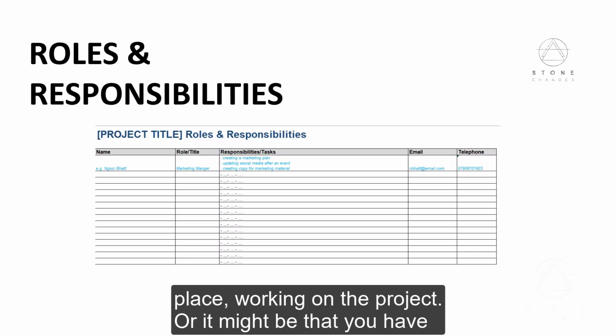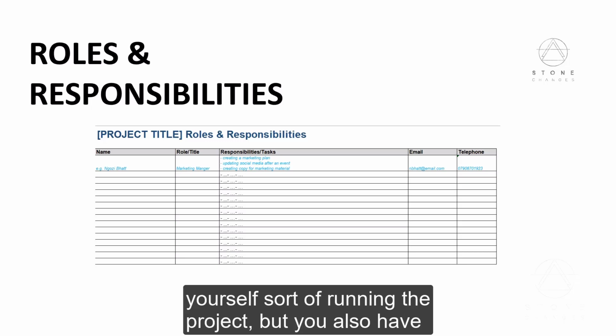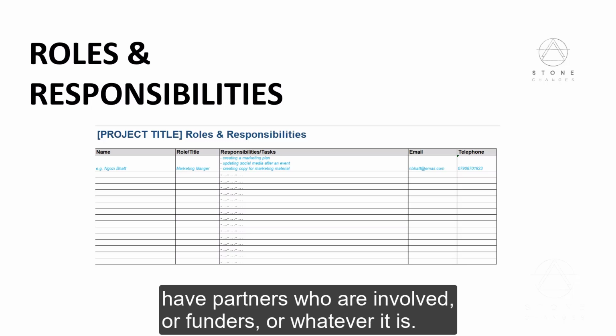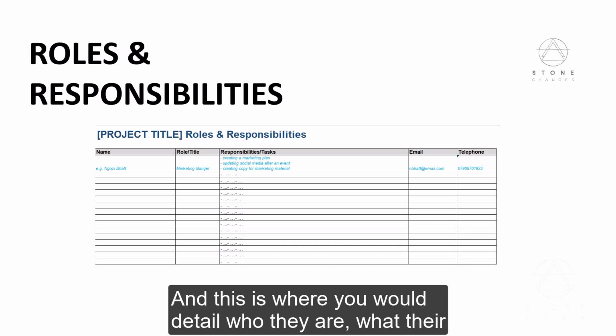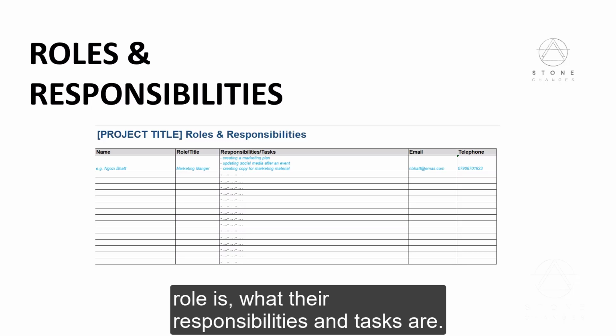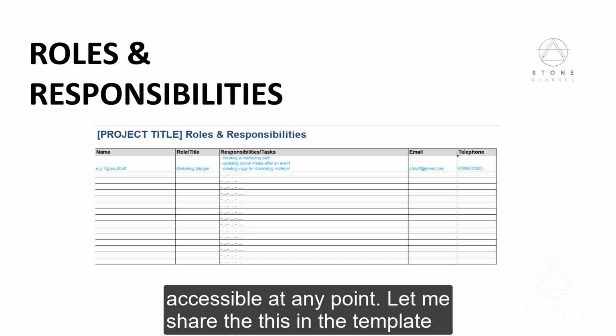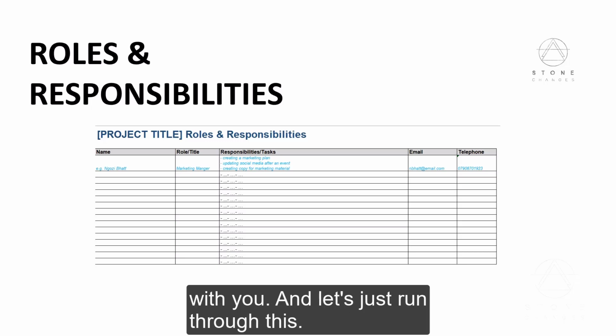Or it might be that you have yourself sort of running the project, but you also have people who will be helping out every now and then, or you might have partners who are involved, or funders, or whatever it is. And this is where you would detail who they are, what their role is, what their responsibilities and tasks are, and you would have their contact details so that you have those accessible at any point. Let me share this in the template with you, and let's just run through this.